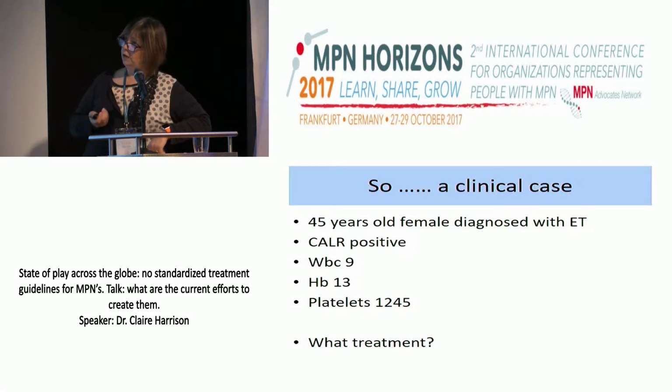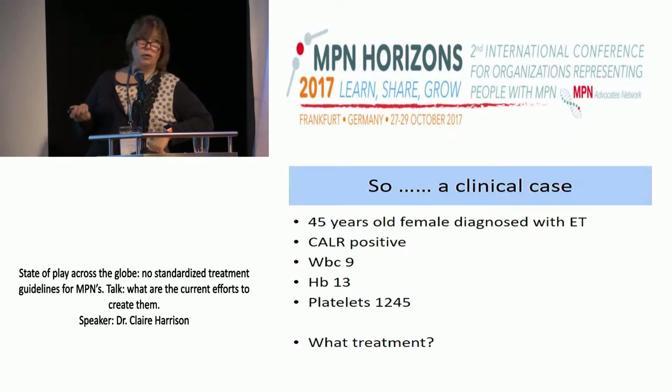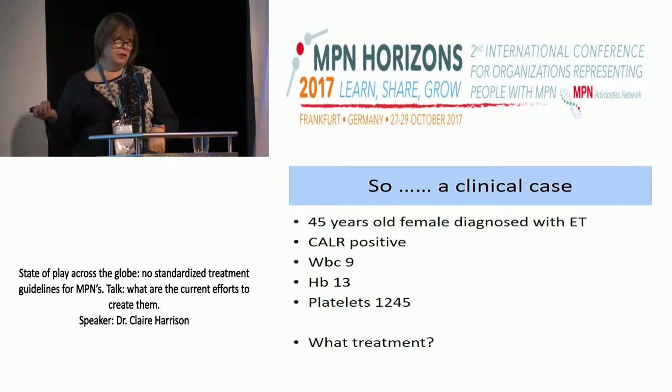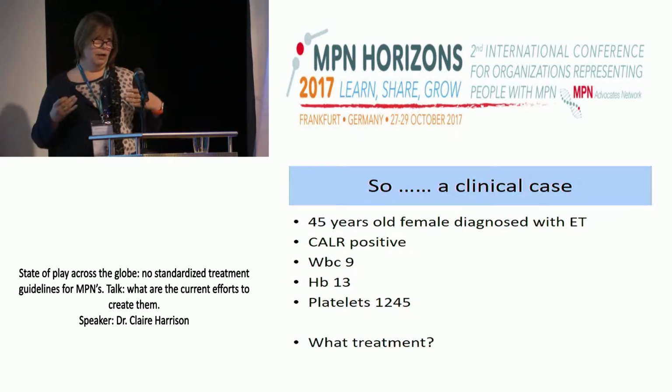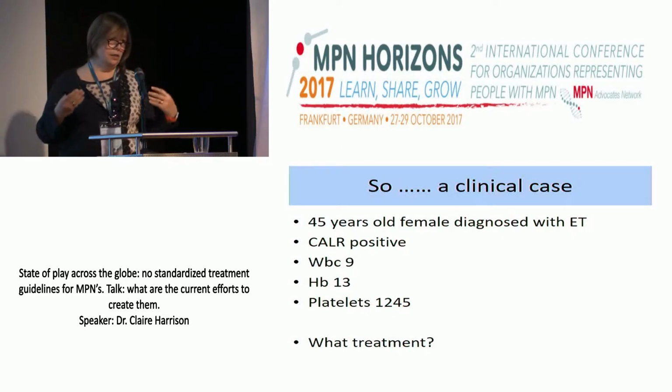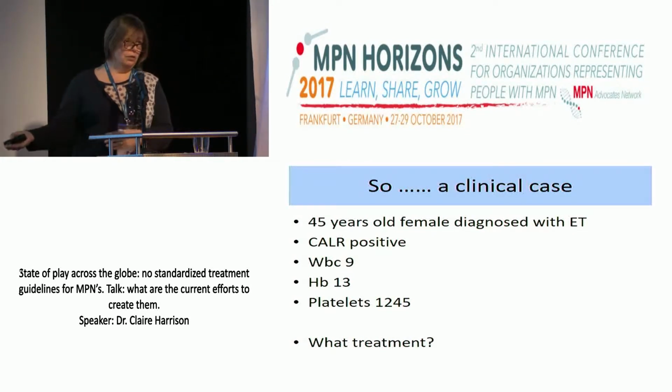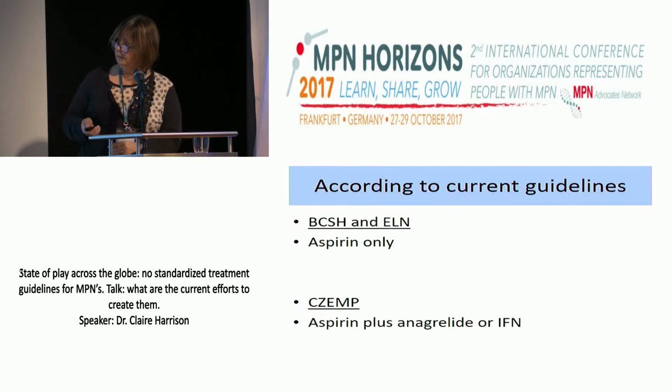So here is a 45-year-old female diagnosed with ET. Patient is CALR positive, white count is 9, hemoglobin 13, platelets 1,245. What treatment? So, if this patient was being treated by Rainier, Mary Francis, Martin, probably myself, this patient would probably have watch and wait, maybe get aspirin. If they're in Eastern Europe, they would probably get anagrelide or interferon plus aspirin.